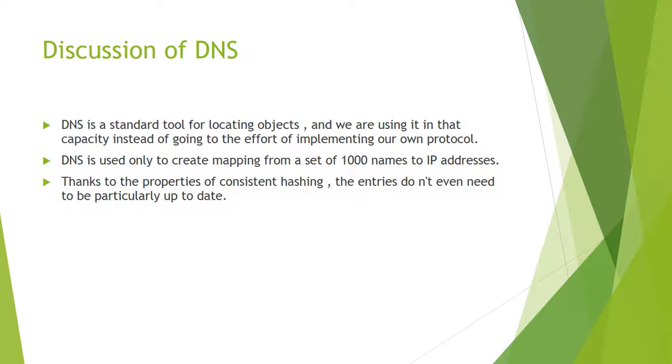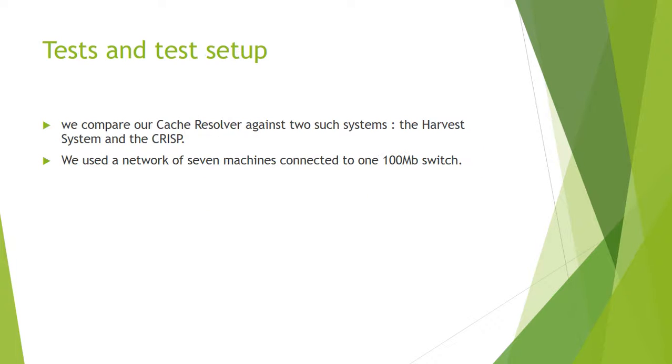And discussion. The DNS is a standard tool for locating objects. We are using it in that capacity instead of going to the effort of implementing our own protocol. DNS is used only to create a mapping from a set of 1000 names to IP addresses. Thanks to the properties of consistent hashing, the entries don't even need to be updated.